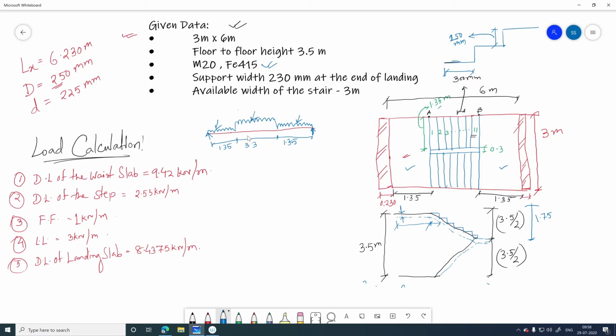Definitely these two are same because the dimensions are same, and we need to determine the load which is coming on the waste slab. So first determining the load in the waste slab. Okay, so in the waste slab this particular load will come, that means the dead load of the waste slab, then the dead load of the steps, the floor finish, and the live load. Except this landing slab, all the other loads we need to add to determine the total load in the waste slab. Okay, so that will be 1 plus 2 plus 3 plus 4.